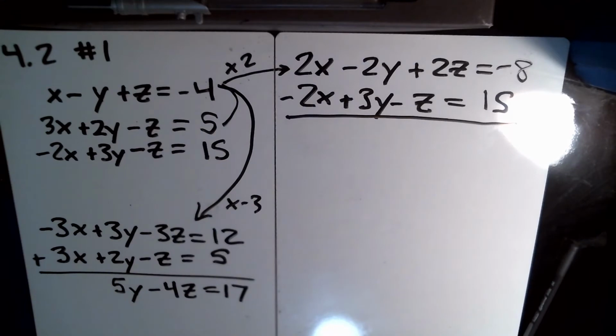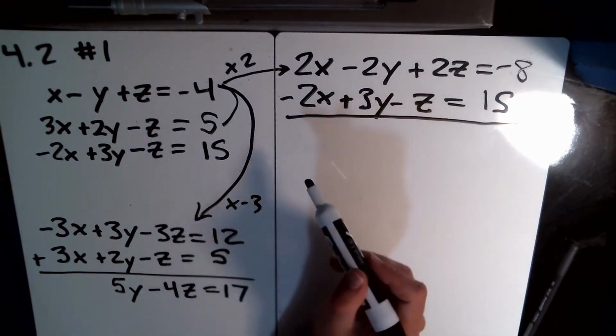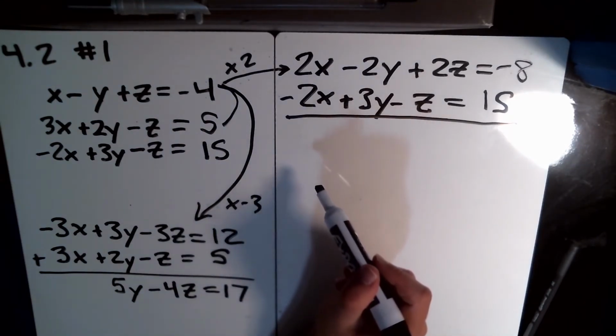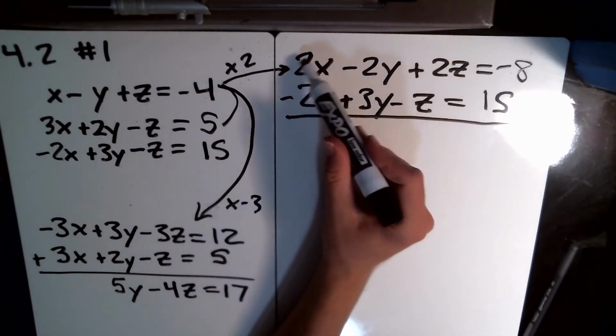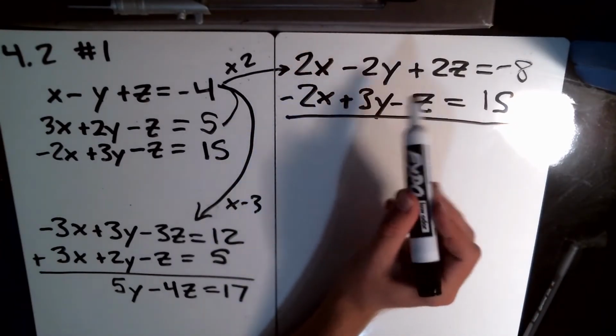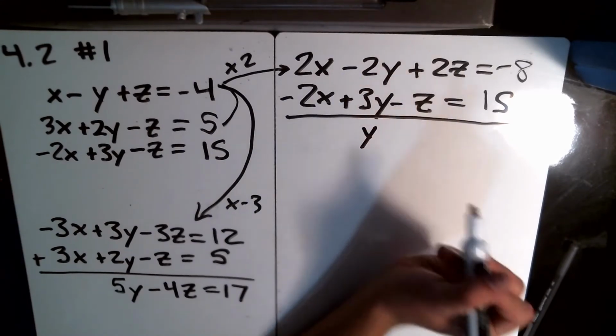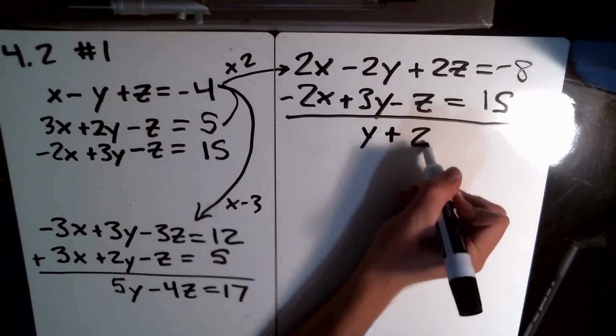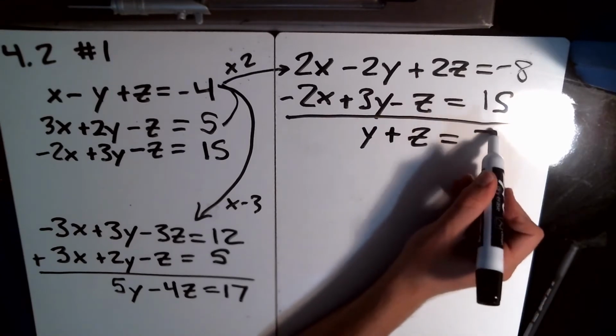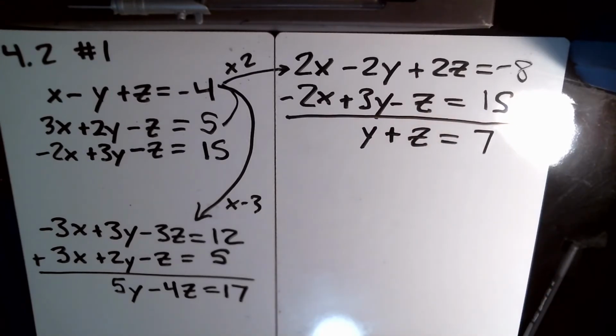Okay. So now I just add those 2 equations together. And what happens when you do that? Well, the x's cancel out just as we wanted them to. And we get y plus z is 7. Okay. So I have eliminated x in this third equation, and I am now ready to solve a new system that I just made.